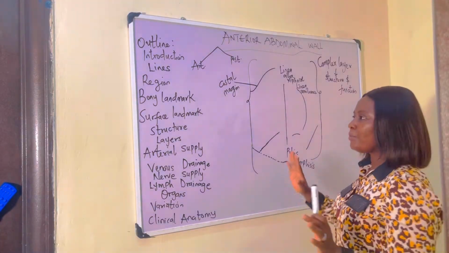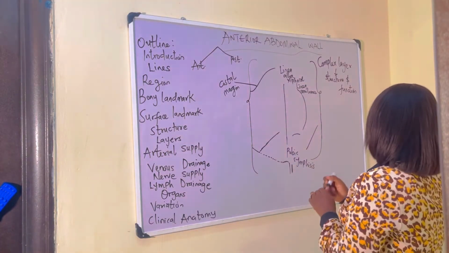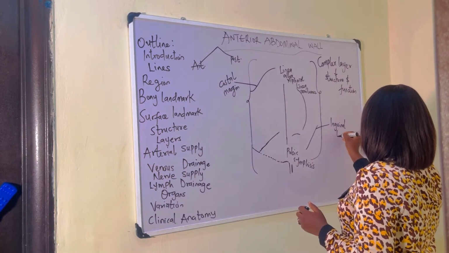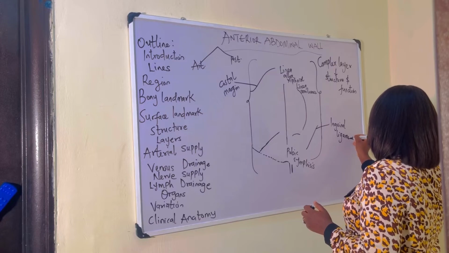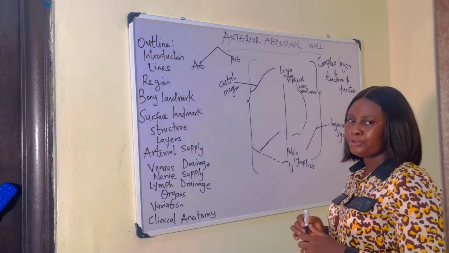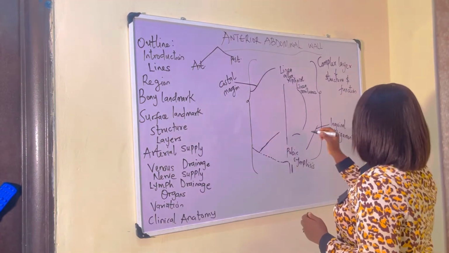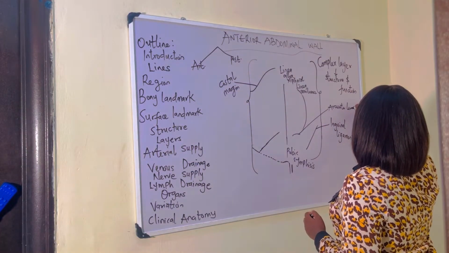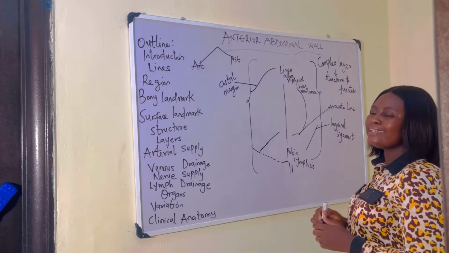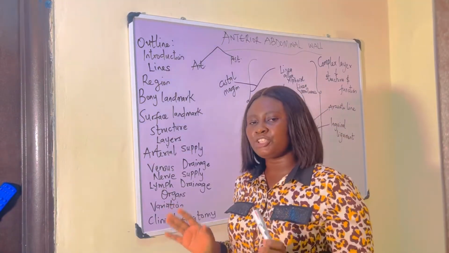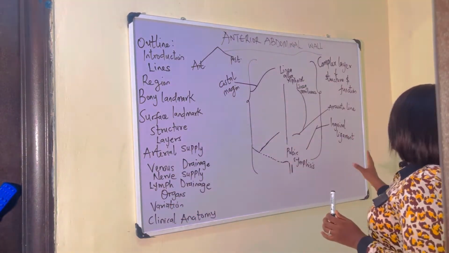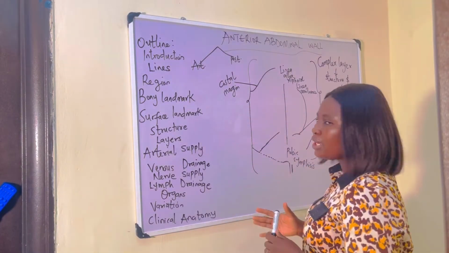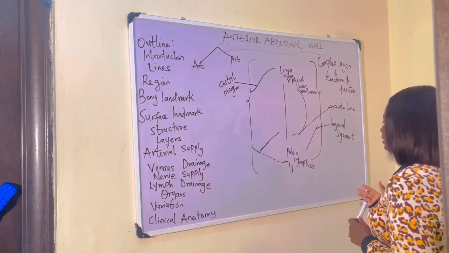Now, the next line that we can see in the anterior abdominal wall is the inguinal ligament. So this is the inguinal ligament, and it's formed by the lower border of the external oblique aponeurosis, okay? The next one is the arcuate line. This arcuate line is formed by the lower border of the internal oblique aponeurosis and the transversus abdominis aponeurosis. Now this arcuate line is a line that is seen between the umbilicus and the pubic symphysis, okay?